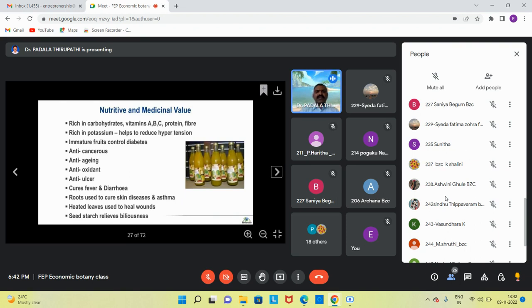jackfruit? So this jackfruit is a rich source of carbohydrate, vitamin A, B, C, protein, fiber also. Not only carbohydrate, along with carbohydrate, proteins and fiber also. And along with carbohydrates and proteins, it is rich in potassium. So this also helps to reduce hypertension. So to keep our BP from rising, potassium is one of the best sources. So that best source is available at low cost. This is available in jackfruit, and this fruit is useful for anti-cancer, anti-aging, antioxidant, anti-ulcer.